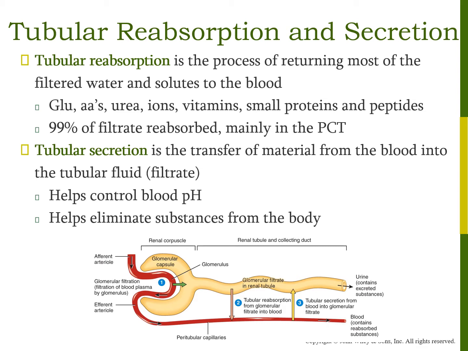Tubular reabsorption is the process of returning most of the filtered water and solutes back to the blood so that they are not lost in the urine. This includes glucose, amino acids. Urea, we know, is a waste. It is passively reabsorbed and will have to be actively secreted. Ions include sodium, potassium, calcium, chloride, bicarbonate, and phosphate. Vitamins are reabsorbed, and even small proteins and peptides that escaped the filtration membrane can be absorbed.